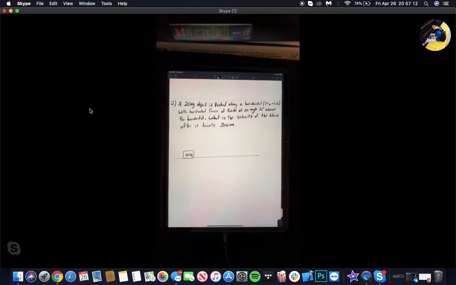So this one has the weight or gravity force. But we're not done yet. We're not done labeling yet.